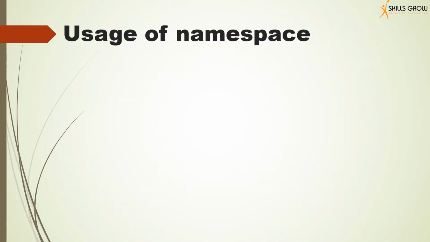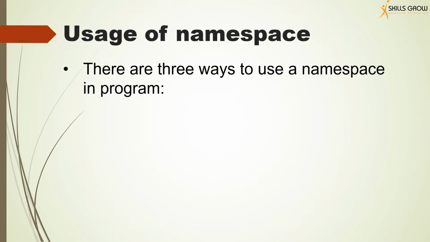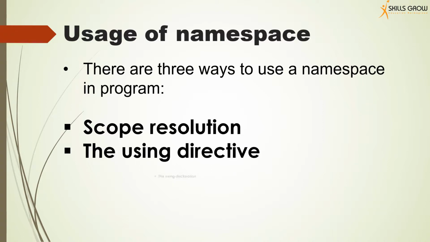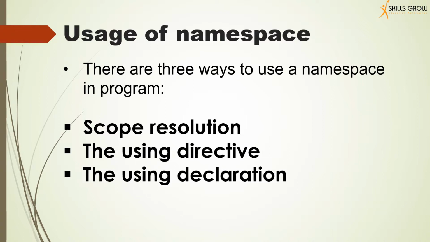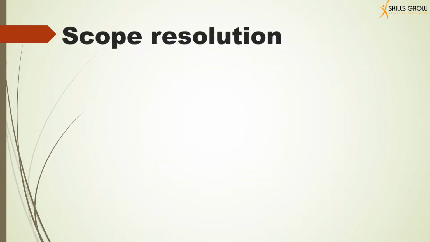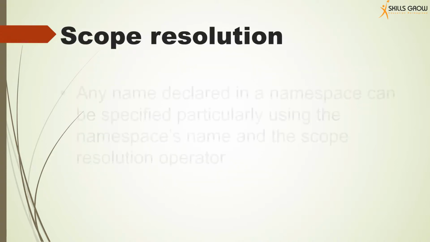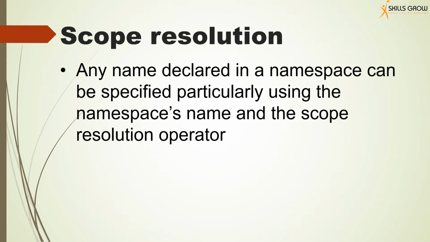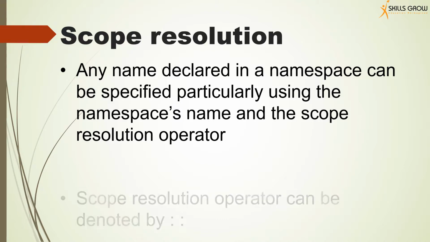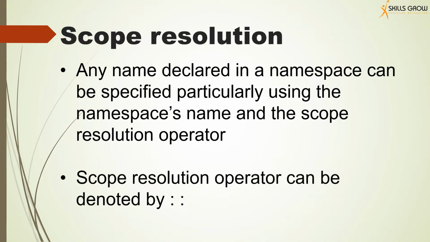Usage of namespace. There are three ways to use a namespace in a program: scope resolution, the using directive, the using declaration. Let us briefly discuss about these three types. Scope resolution. Any name declared in a namespace can be specified particularly using the namespace's name and the scope resolution operator. It is denoted by the symbol given here.